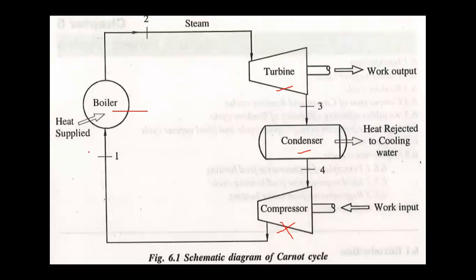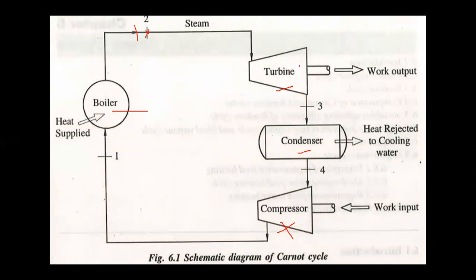So let's start. For point 1 to 2, it is a boiler from where the water is converted into steam, and after achieving the desired temperature and pressure, we supply it to the main steam pipeline. So this is the point 2.